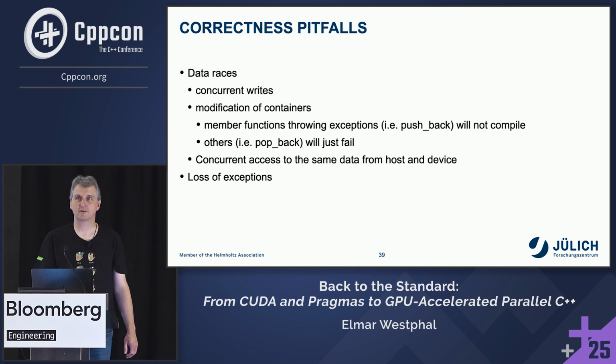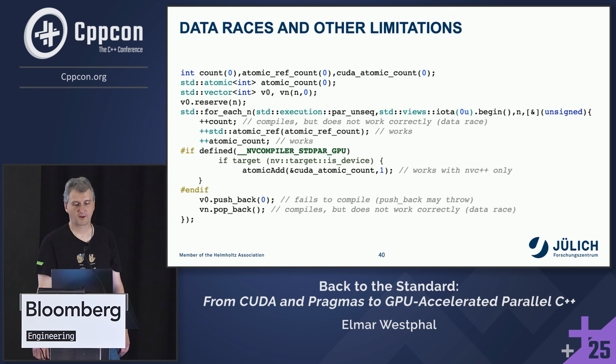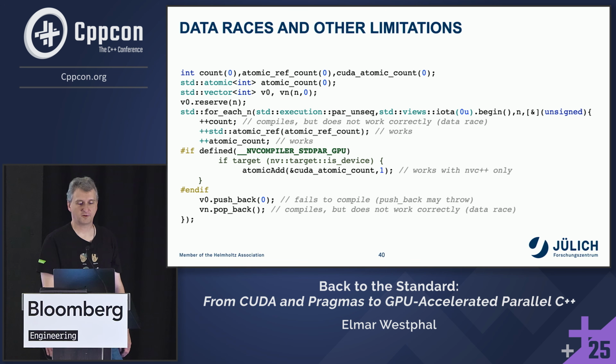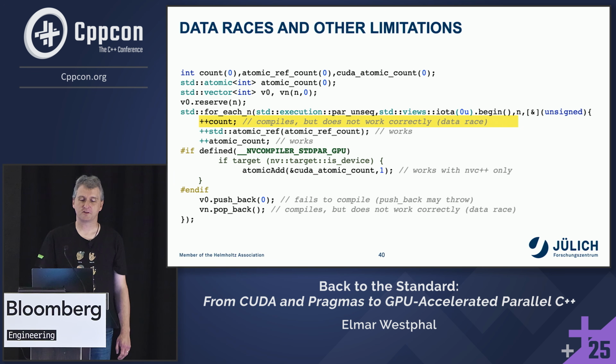Then, as already mentioned, you cannot access data concurrently from host and device, and you have to find your way around exceptions in total. Here's a little bit of demo code for this. So data races: we have the int named count, and if we increment this in a parallel region, we can do that. It will compile, it will not complain. We'll see later what happens.